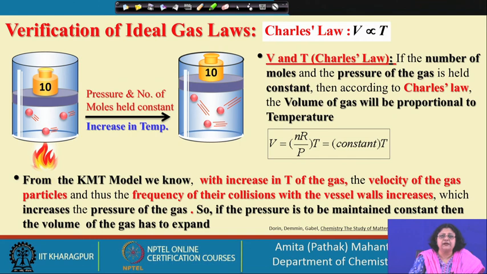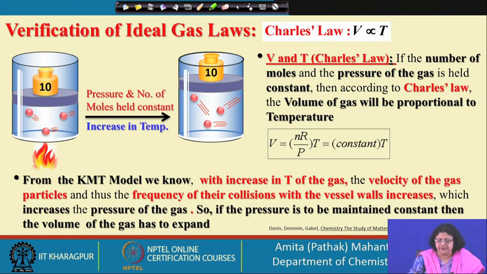So, under that condition, you have an increase in pressure, but we want to maintain the pressure constant. To maintain the pressure constant, we have to expand the gas. So, the gas expands and you have an increase in volume. As we increase the temperature, we need to increase the volume of the gas to keep the pressure constant for a fixed amount of gas.